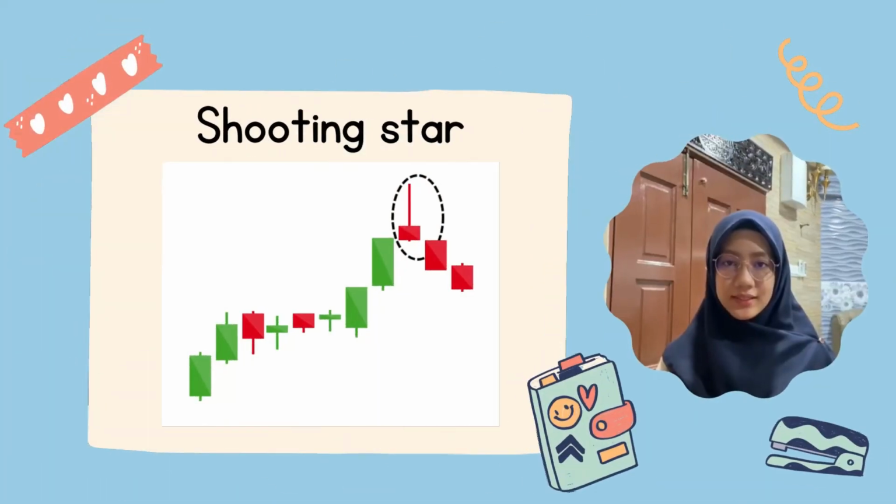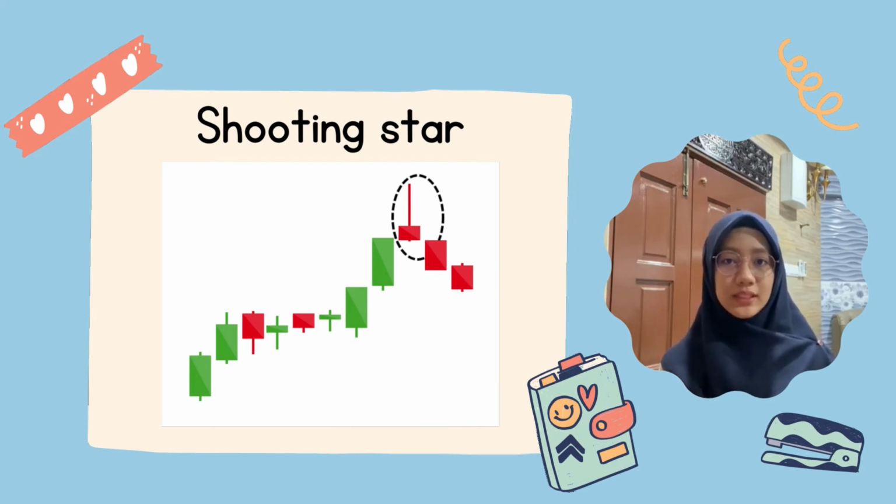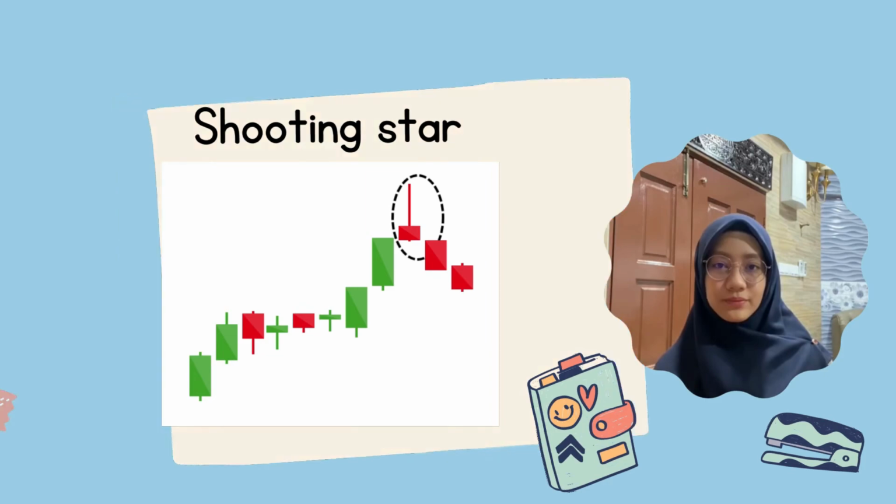The shooting star is the same shape as the inverted hammer, but is formed in an uptrend. It has a small lower body and a long upper tail. Usually, the market will open slightly higher and rise up to an intraday high before closing at a price just above the open, much like a star falling to the ground.